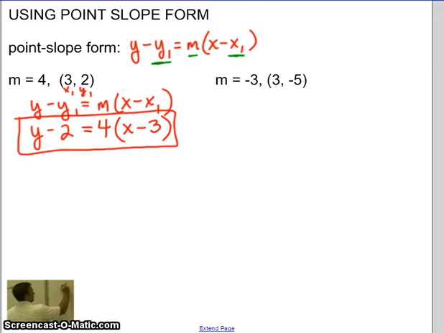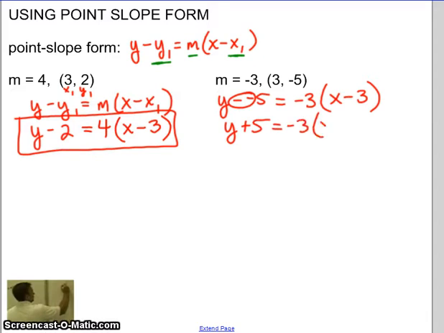Let's do that again. y minus y1, in this case y1 is negative 5, equals m times x minus the x-coordinate. I'm just going to clean this up a little bit because I have two negative signs next to each other. And that's it for this part.